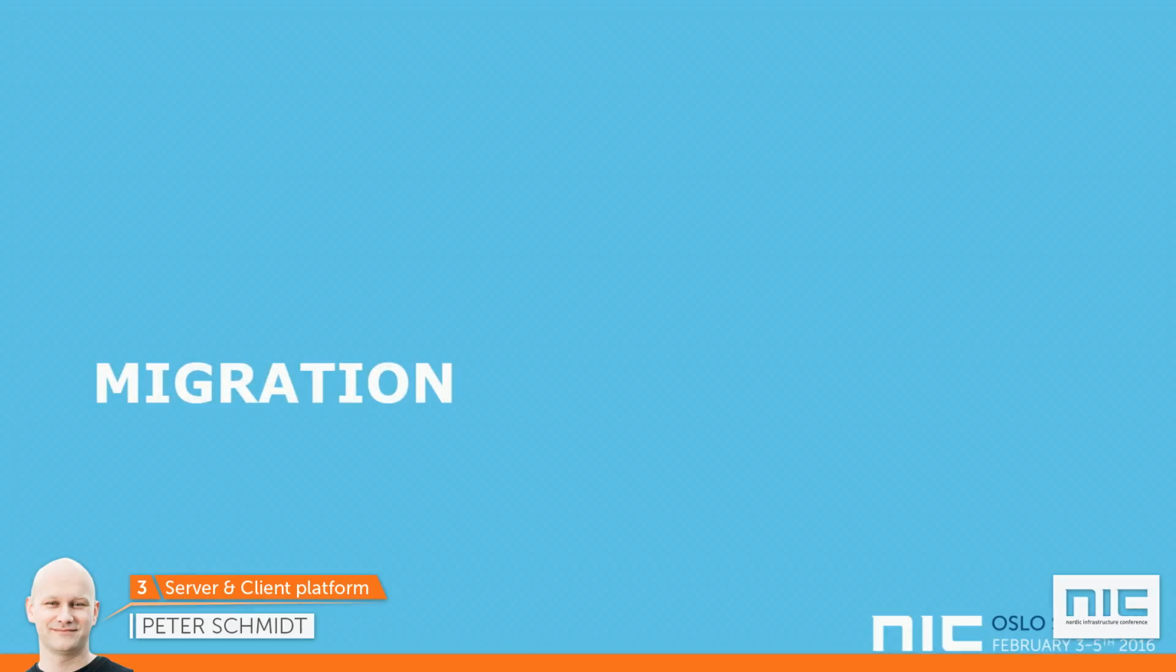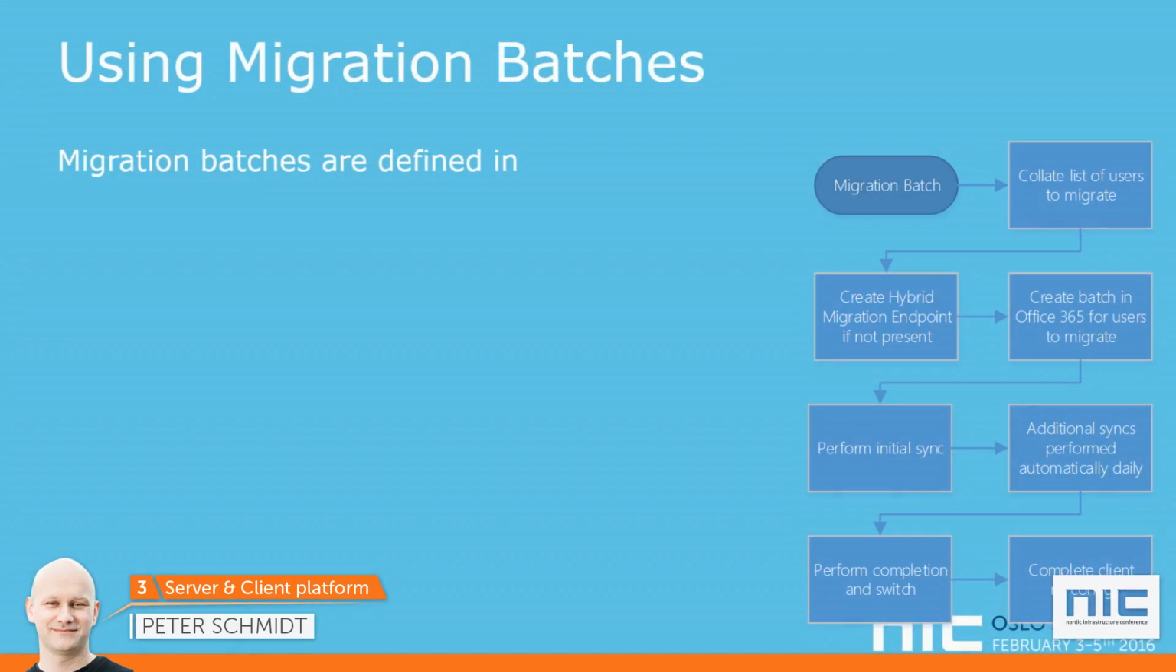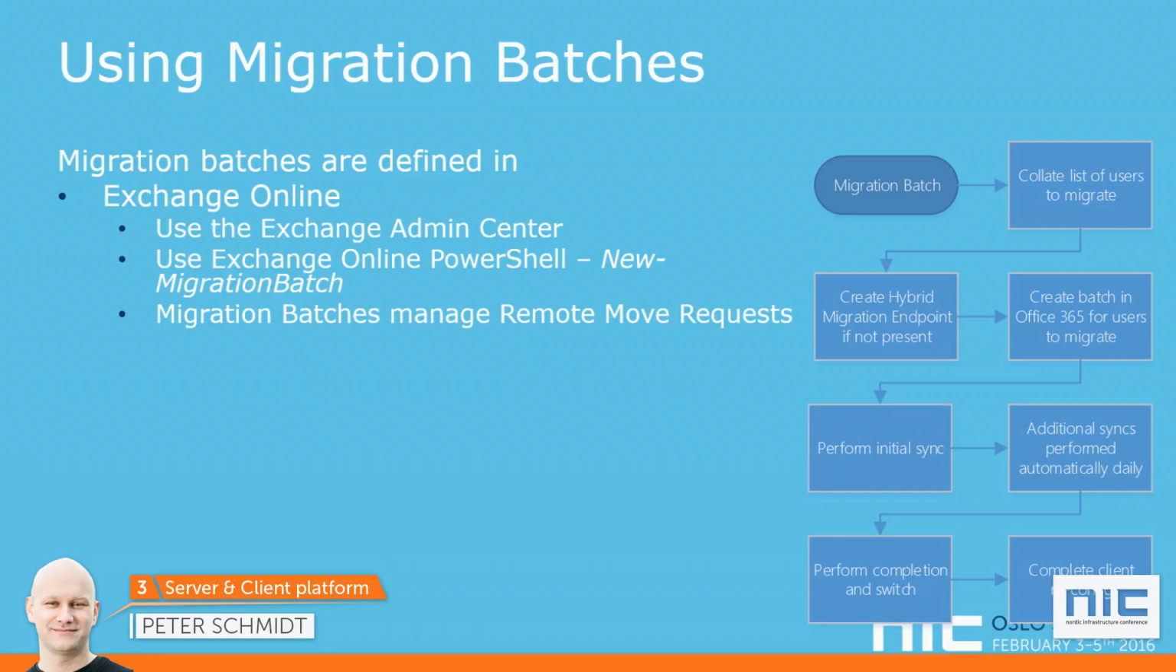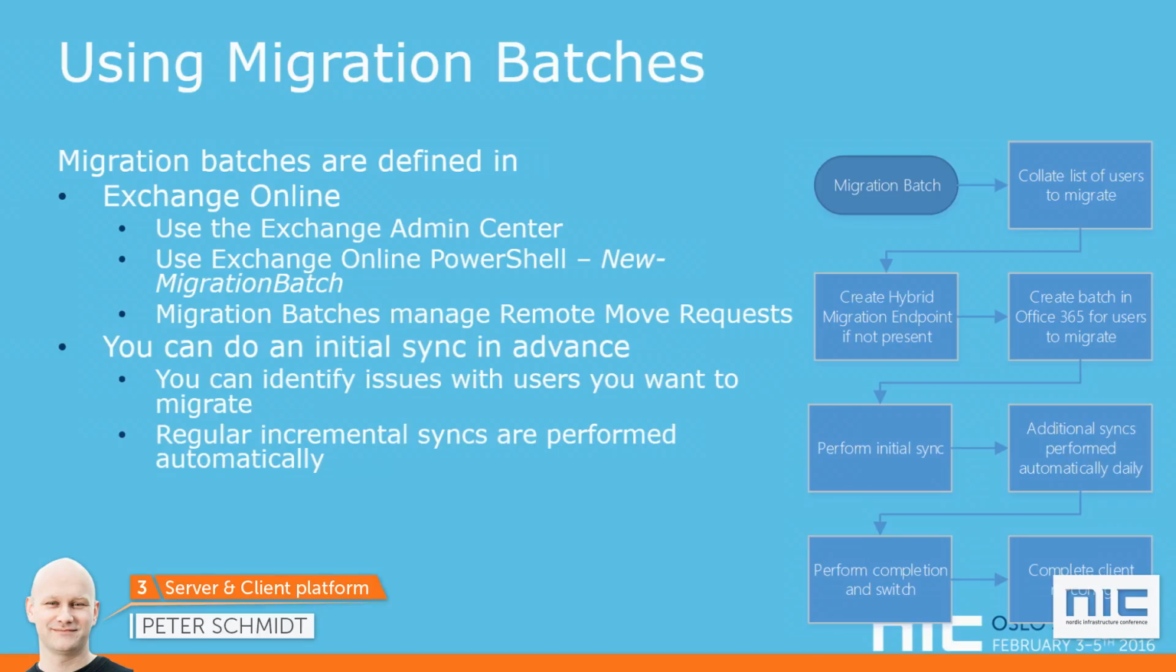So in regards to migration, when all the hybrid configuration is set up, we can use the Exchange Online admin center, or we can use PowerShell, and we can create batches to get ready to move people into Office 365. It's recommended that you do an initial sync to begin with. You can do that to sort of pre-stage the migration.